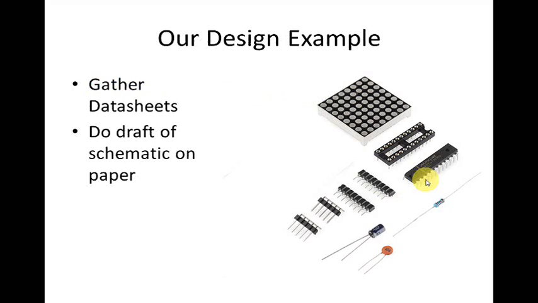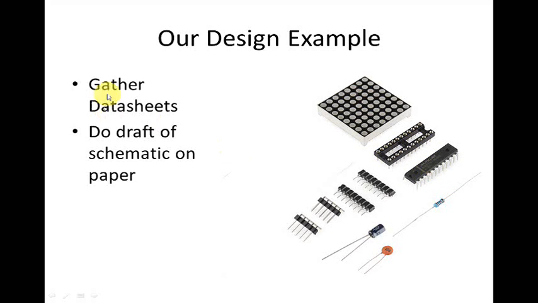So our design example, first we're going to gather some data sheets, right? We want to look at all the different kinds of parts that we're going to be using. I've got this 8x8 LED grid, I've got a Maxim LED driver, some headers, capacitors, stuff like that. Whatever I need to support the actual physical device.